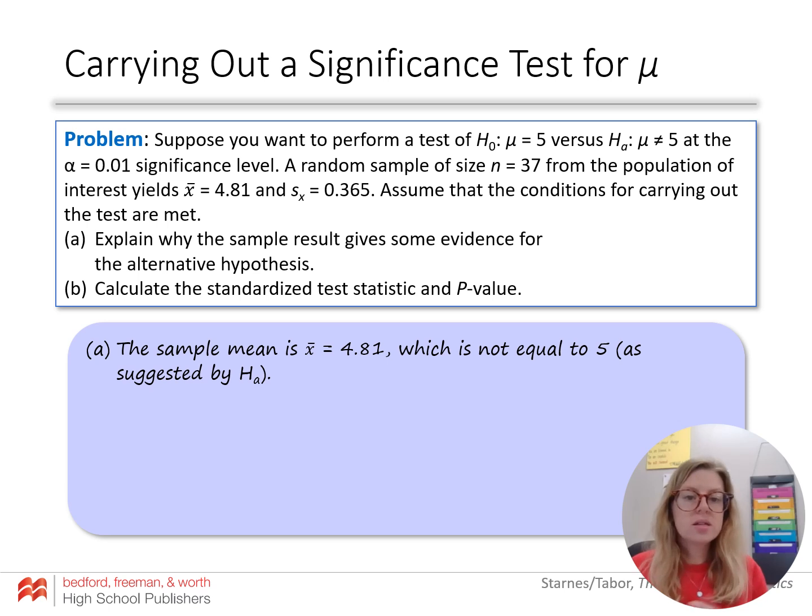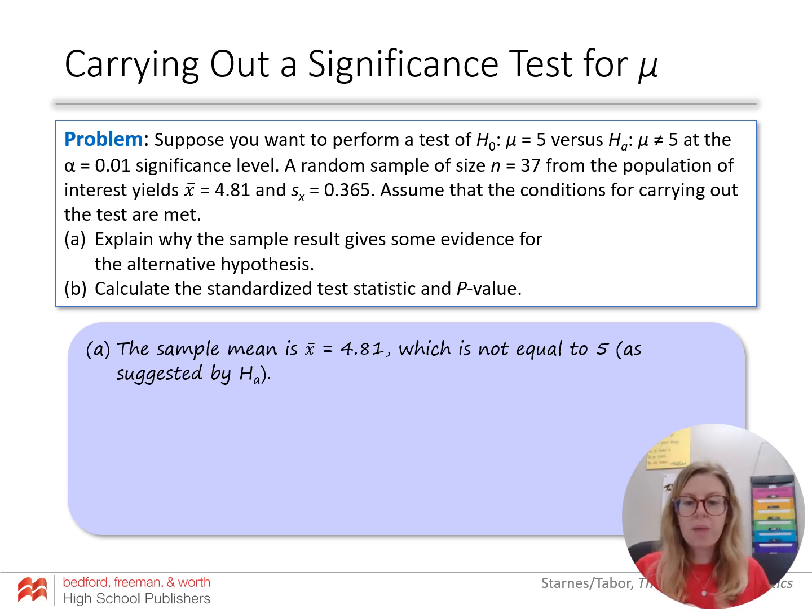So why does our sample result give some evidence? Because my sample mean is 4.81, which is not equal to 5, right? My alternative is that mu is not equal to 5. So I already have some evidence from my sample mean. So this is always our starting point.